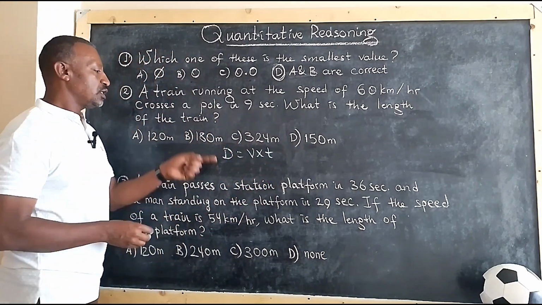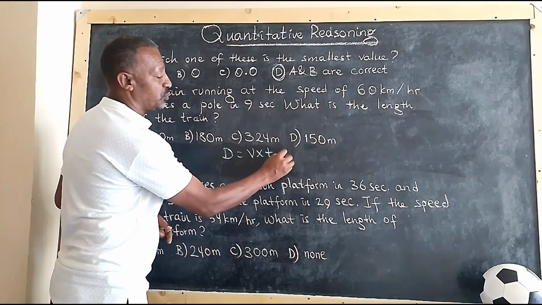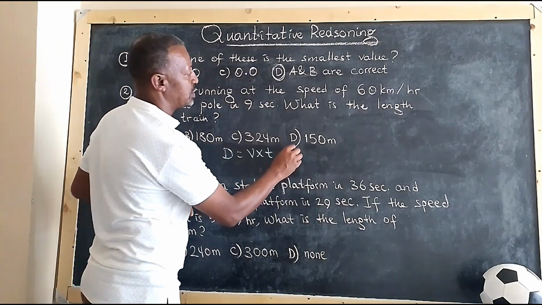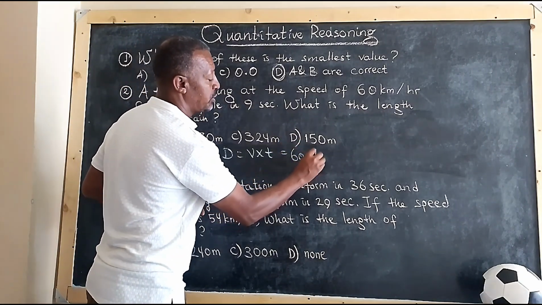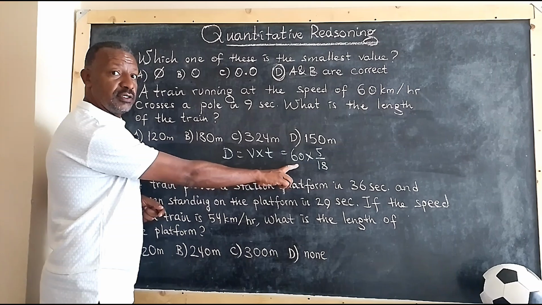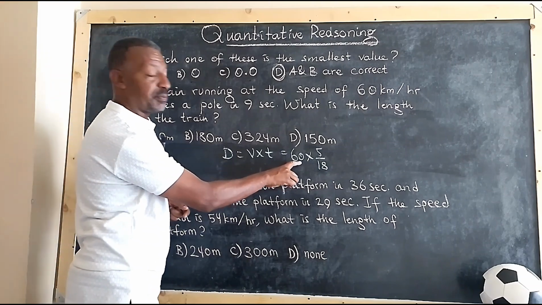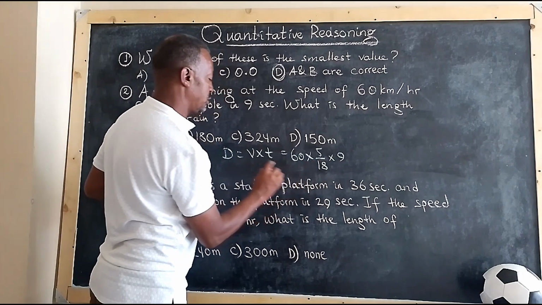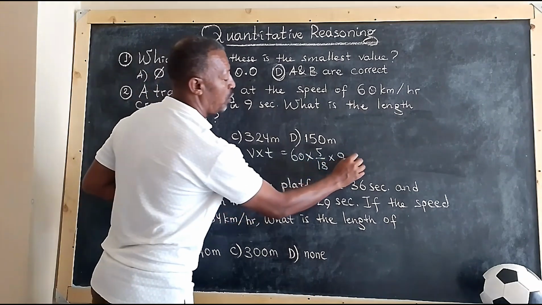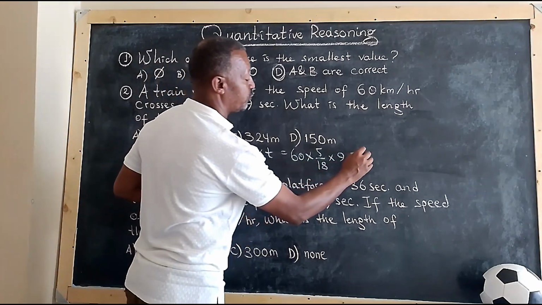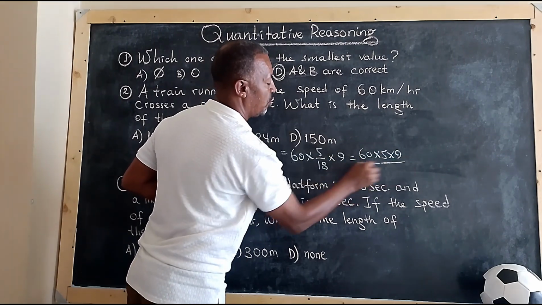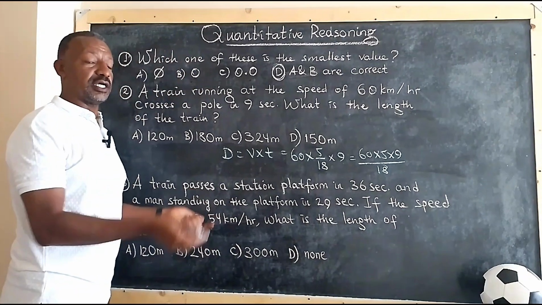This is a standard formula. So the distance covered, or the length of the train, is equal to 60 times 5/18, which changes this into meter per second, times the time, 9 seconds. We just have to do that. Or, written another way, you can write 6 times 5 times 9/18. If you calculate this, you can get the correct answer.